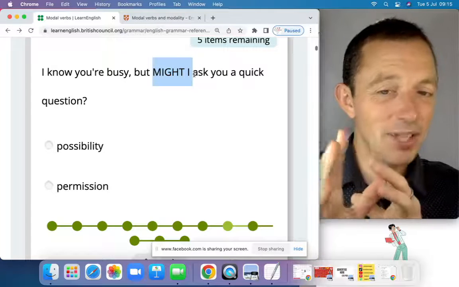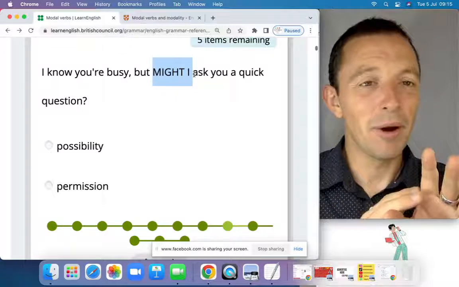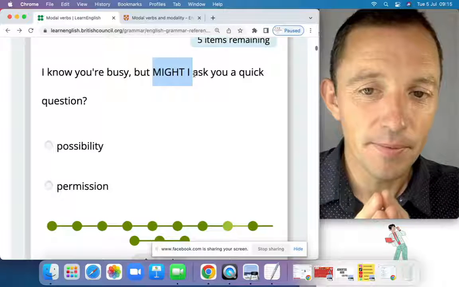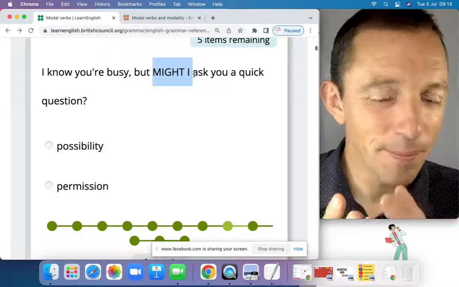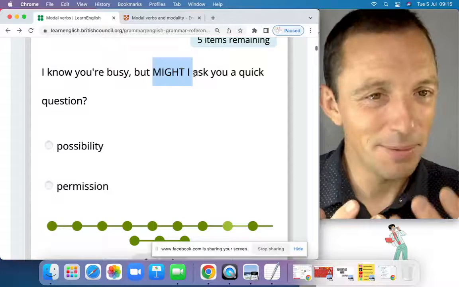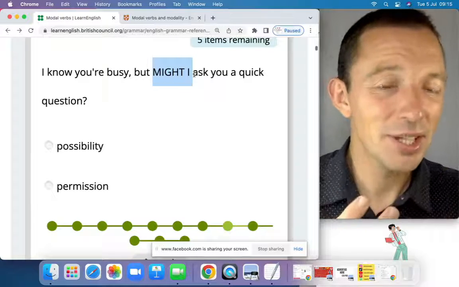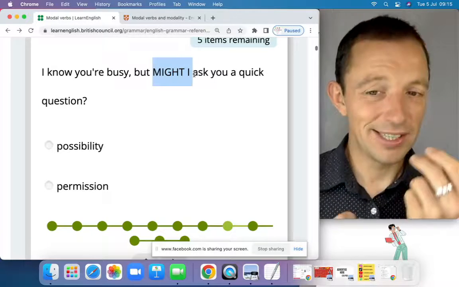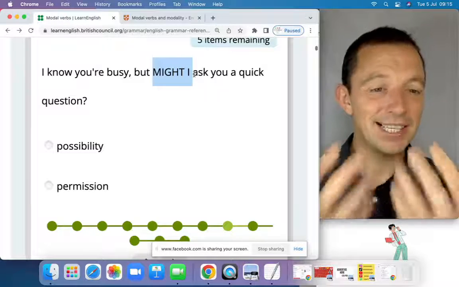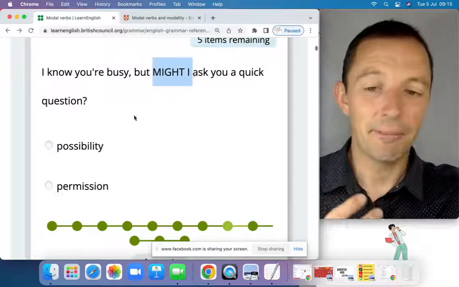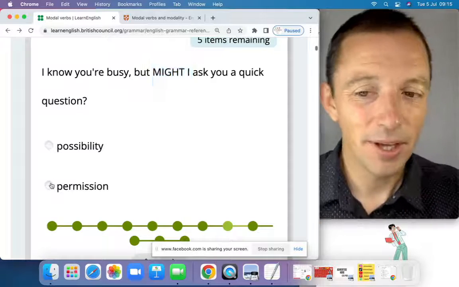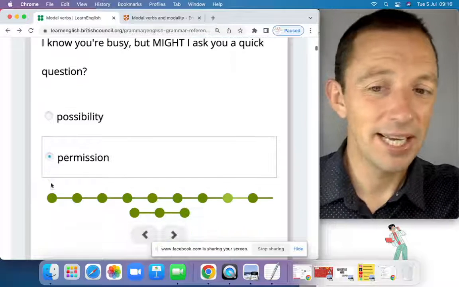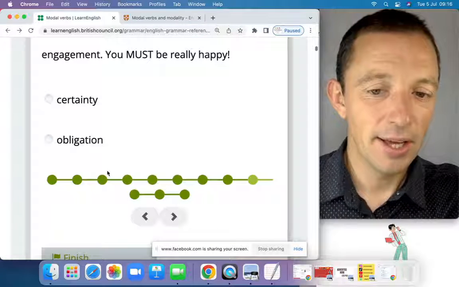Is this for possibility or this is for permission? What do you think? For me, it's clear. Yes, it's a possibility. Can I possibly ask you a question? But it's more permission. It's a stronger sense of permission. You're asking for permission. And for me, it's just a little better for permission. Possibility, similar, but more specifically, it's permission. Next.